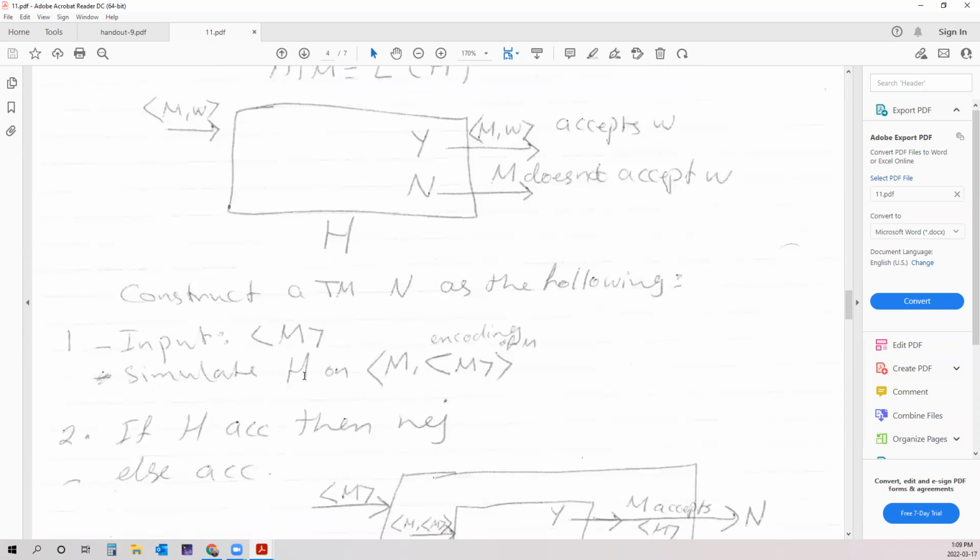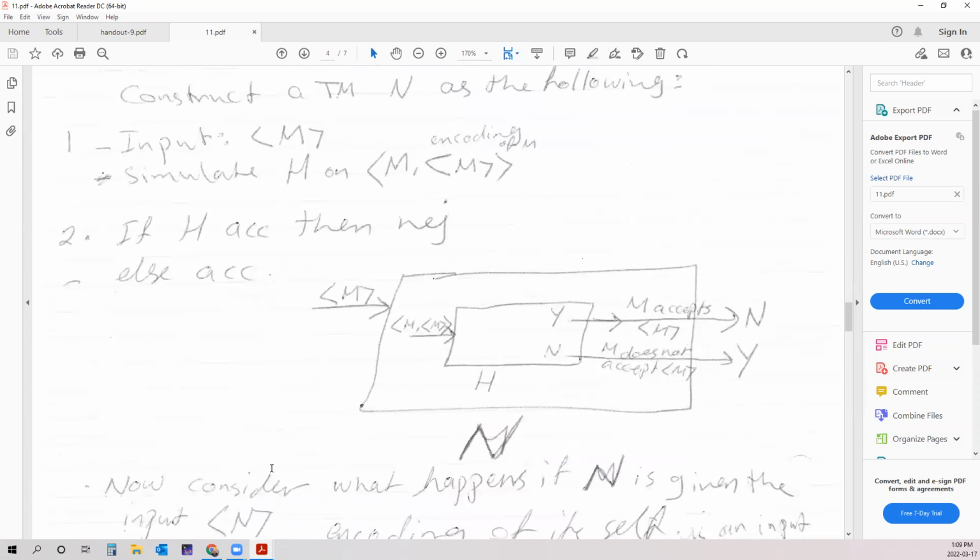Construct a Turing machine N as the following. Input M, simulate H on M, the encoding of M. If H accepts, then reject, else accept. So we're doing it like this one. This graph summarizes the slide, the way of proving it. If I ask you to prove this, you can use these images in the exam, or by writing. You have both choices.